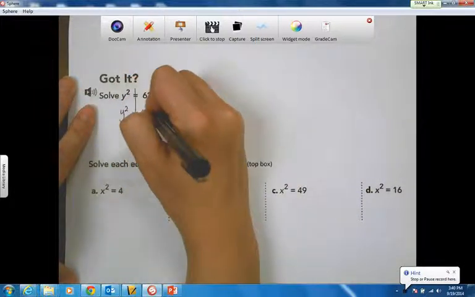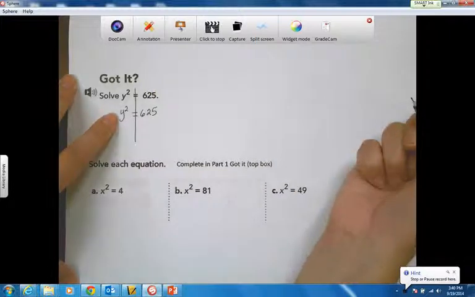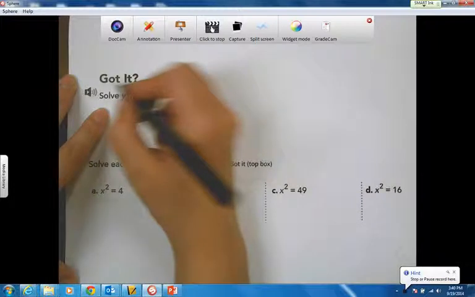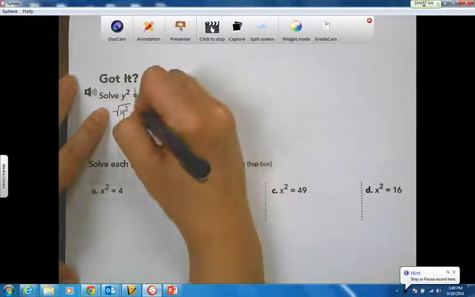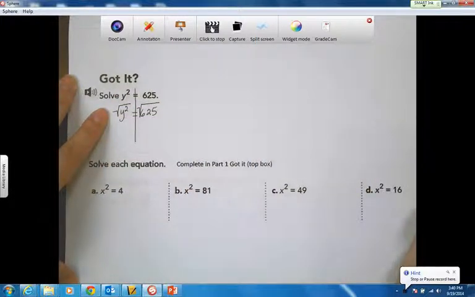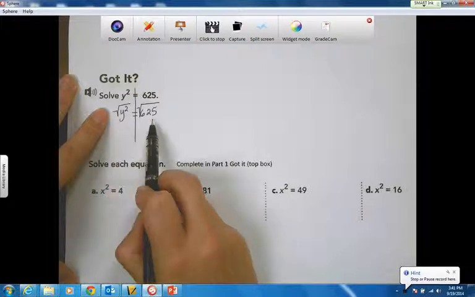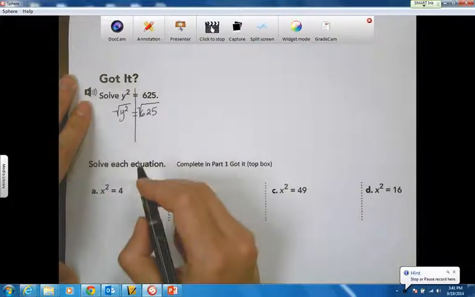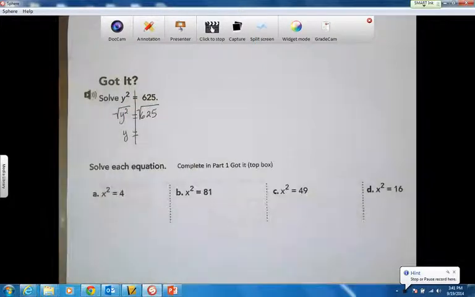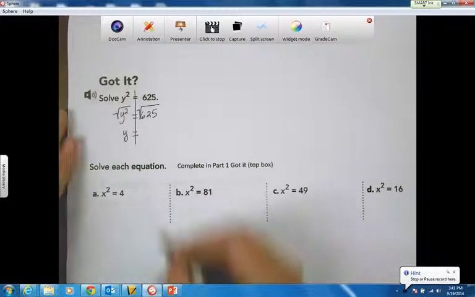The opposite of a square is a square root. So we're going to take the square root of both sides of the equation, just like we did in topic 2. If we do something to the left side, we have to do it to the right side. What is the square root of 625? Your calculator is going to tell you that it is 25.